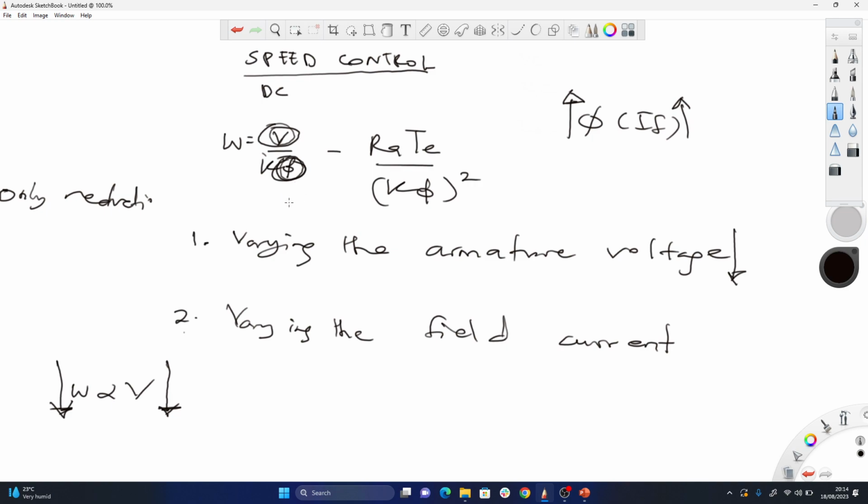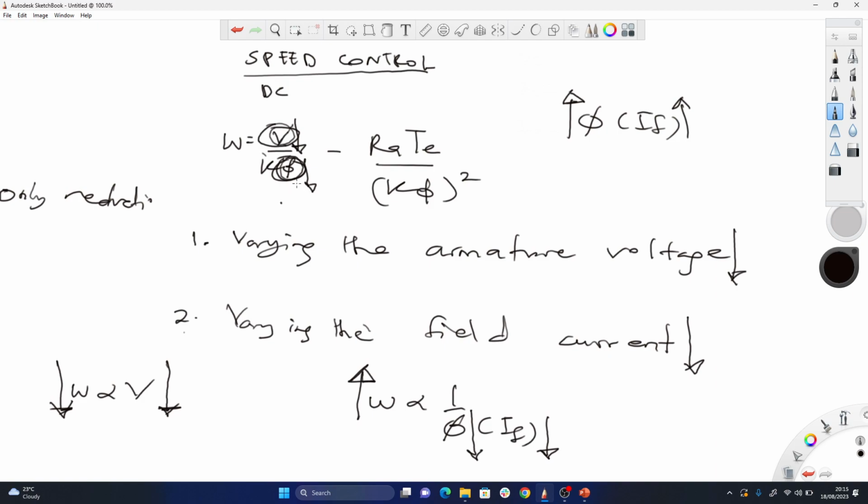Also, I can't operate the machine above the rated field current, so I can't increase the field, I can only decrease it. Here too, only a decrease in field current is possible. Speed is inversely proportional to phi, which is a function of the field current. If I reduce the field current, I reduce the flux, and subsequently I increase the speed. So it's possible to achieve both speed increase and speed decrease. I decrease the speed by decreasing the armature voltage, and I increase the speed by decreasing the field current, which decreases the flux.